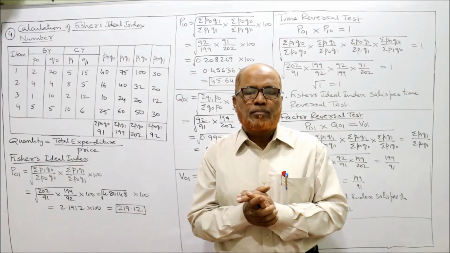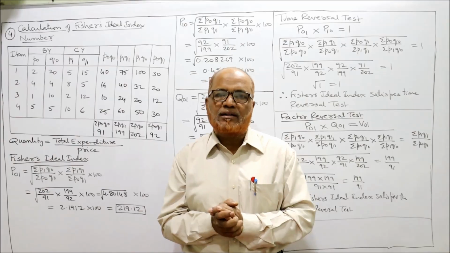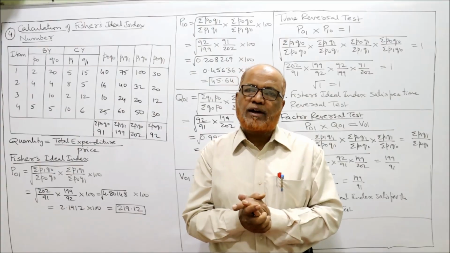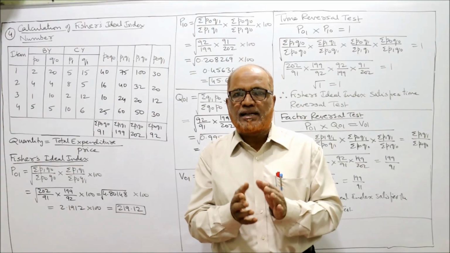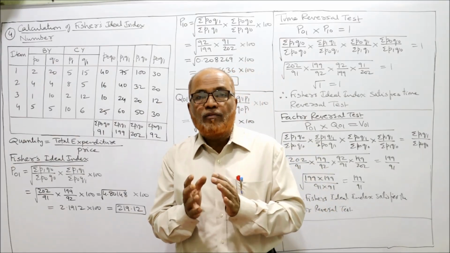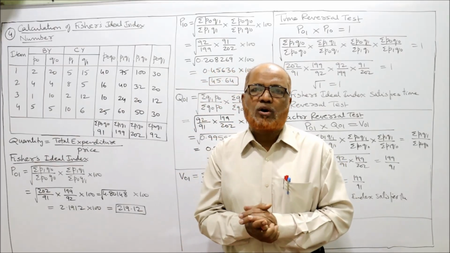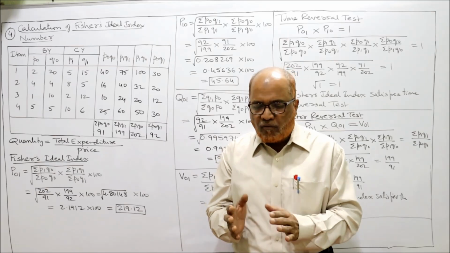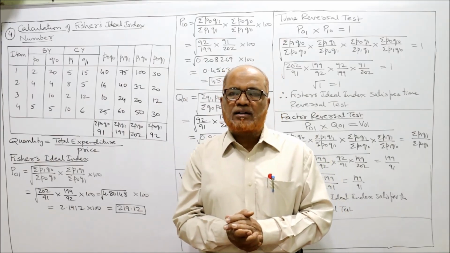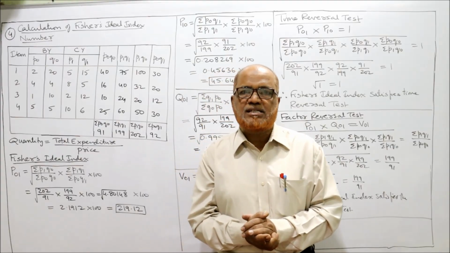Broadly, we most often use two tests, that is the time reversal test and the factor reversal test. Laspeyres formula and Paasche's formula will not satisfy the time reversal test and factor reversal test. We have already seen this in the previous two problems. Now only Fisher's formula is an ideal formula which will satisfy most of the tests of consistency. One more last problem we'll do on Fisher's ideal index number and find out whether it satisfies the factor and time reversal test. After that we'll start the next topic, chain based index.